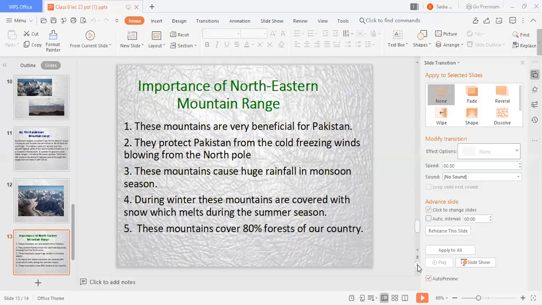So we can also see the important points of the northeastern mountain ranges. Why these mountain ranges are very famous, as I told you, because of their height. They protect Pakistan from the cold freezing winds which are coming from the North Pole. Then these mountains cause huge rainfall in monsoon. And the last and most important point is that the mountains cover 80% forest of our country. Is it clear? So 80% forest of our country is present there.